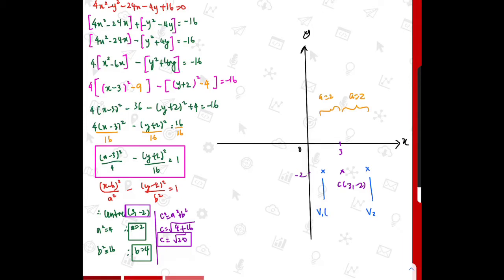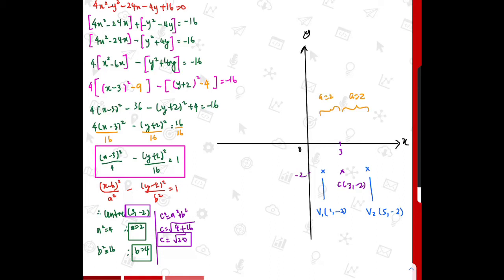V1 now is equal to 1, negative 2. V2 now is equal to 5, negative 2. So we have finished graphing the vertices. Let's now find the foci.